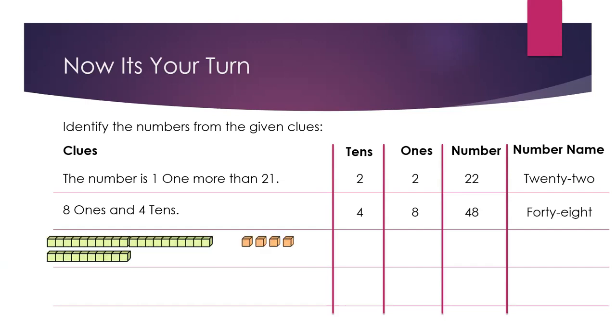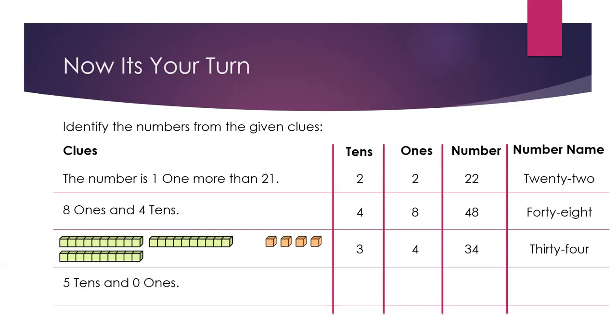48. Here's another clue. Here I'm showing you the number in the form of a block chart diagram. Firstly, identify the number of tens and ones here. How many tens are there in this block chart diagram? There are 3 tens. And how many ones are there? 1, 2, 3, 4. So 4 ones are there. So what is the number? The number is 34. And the number name is 34.